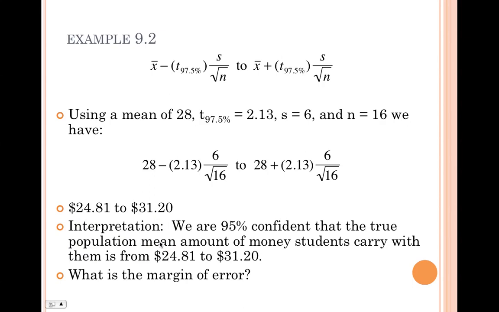The margin of error should be found in the same way. You're going to take the upper limit minus the lower limit divided by 2. Remember to wrap that numerator in parentheses. So 31.20 minus 24.81 divided by 2 gives you a margin of error of 3.20. So you could also express this confidence interval as 28 plus or minus 3.20.